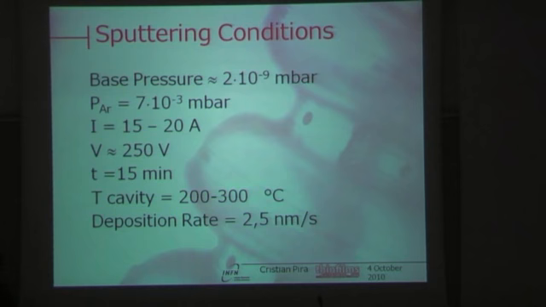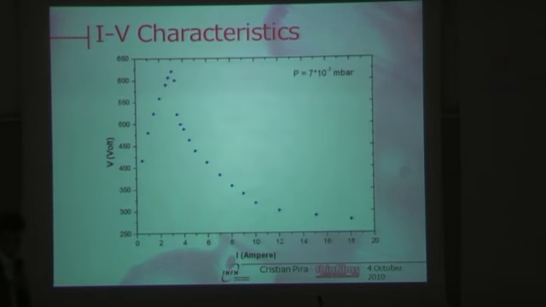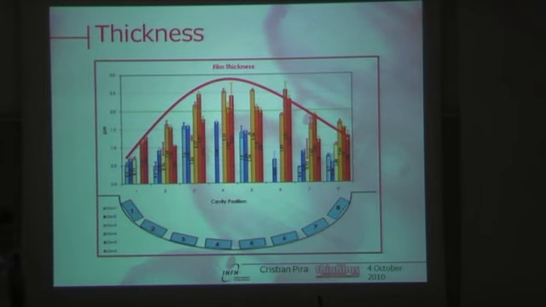This is the sputtering condition, and please note that the cavity temperature is very high. So during the process, we need to stop the sputtering and wait for the cavity temperature to go down. This is the IV characteristic, and we work at the last part of the curve, at the end of the curve. And now here there are the preliminary results.